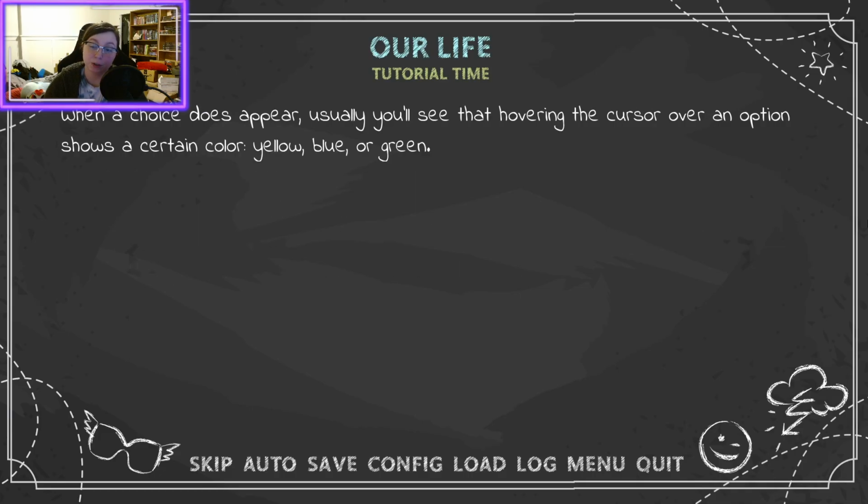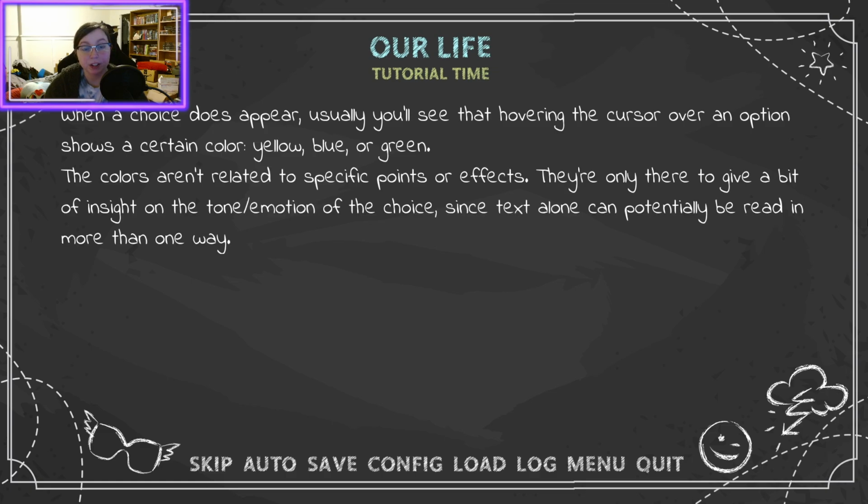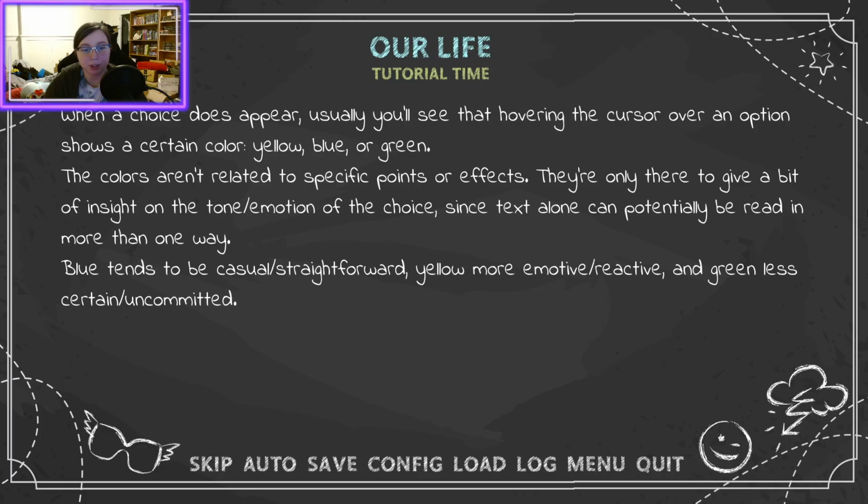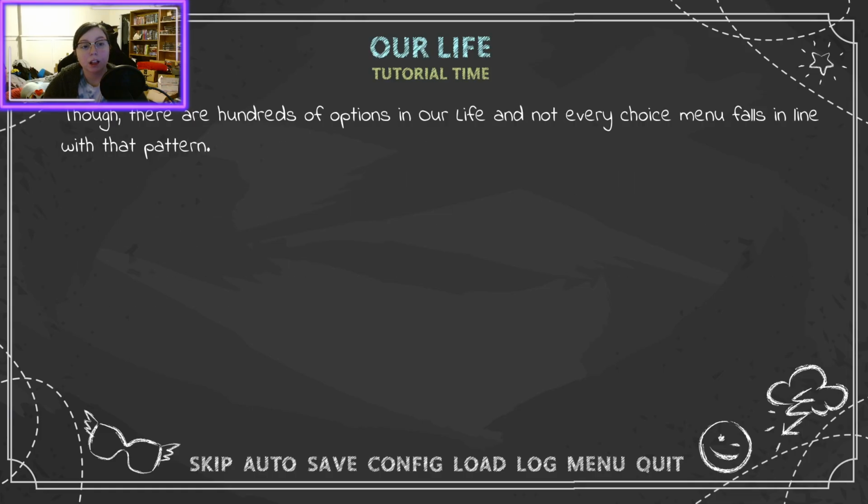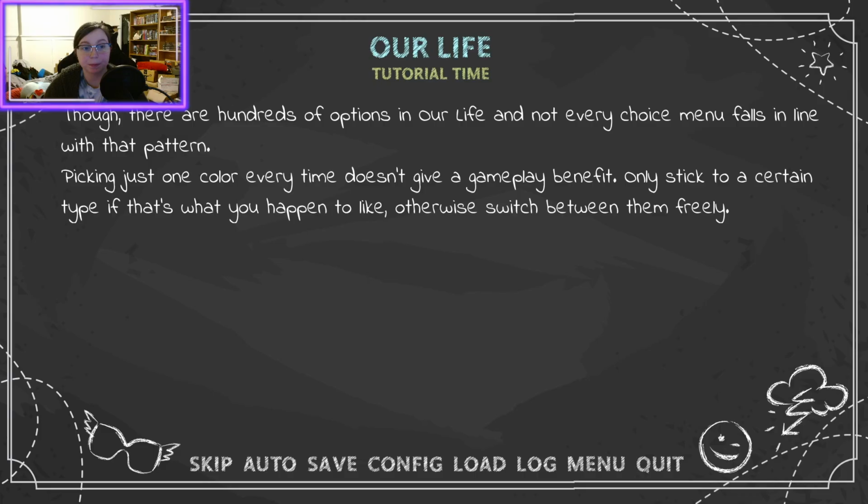When a choice does appear, usually you'll see that hovering the cursor over an option shows a certain color: yellow, blue, or green. The colors aren't related to specific points or events, they're only there to give a bit of insight on the tone/emotion of the choice, since text alone can potentially be read in more than one way. Blue tends to be casual/straightforward, yellow more emotive and reactive, and green less certain/uncommitted. Though there are hundreds of options in our life and not every choice menu falls in line with that pattern. Taking just one color every time doesn't give a gameplay benefit. Only stick to a certain type if that's what you happen to like. Otherwise, switch between them freely.